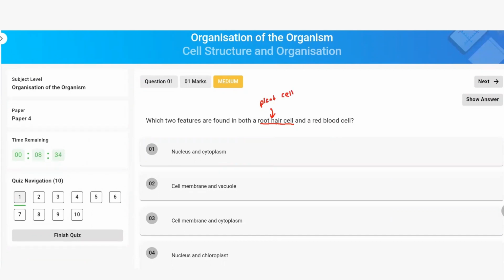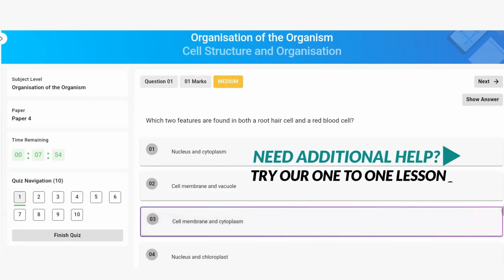Now, from what we've learned about the red blood cells, we've learned that they do not have nuclei. That's a unique feature shown by the red blood cells. So any answer that contains the nucleus is wrong because red blood cells lack a nucleus. So let's consider answers 2 and 3. Cell membrane and vacuole. Now, when we see the term vacuole, of course, vacuole is mainly found in plant cells. So again, answer 2 cannot be our answer. So if you take the red blood cell and the features common to a root hair cell, the answer would have to be the cell membrane and the cytoplasm. So that's our answer there.